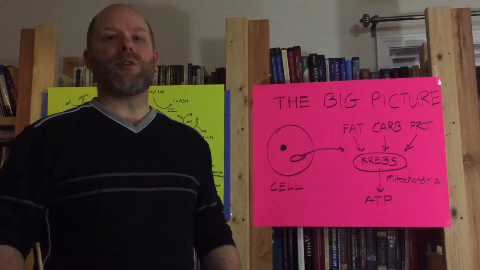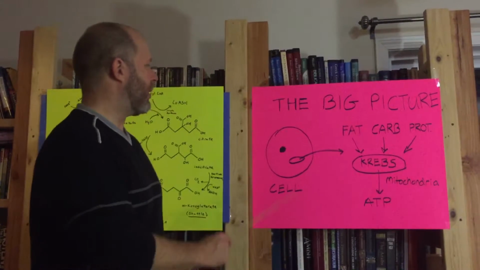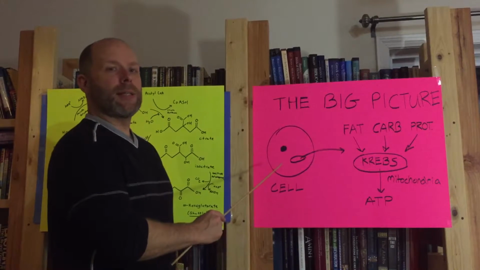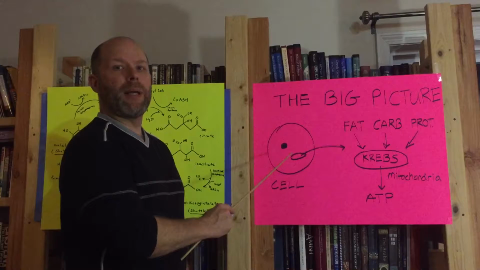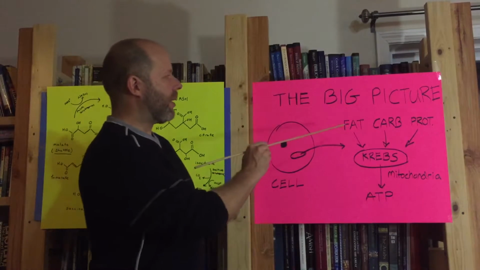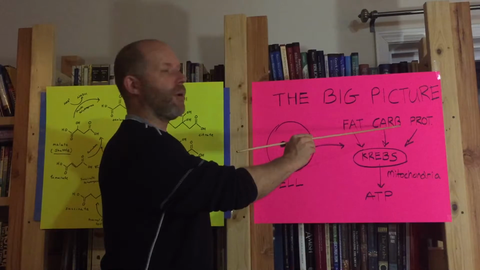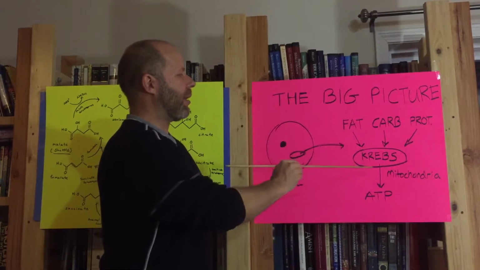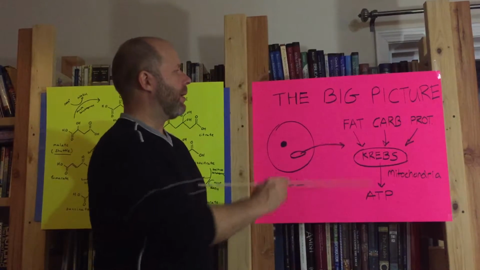I'd like to introduce you to the big picture of the Krebs cycle. The big picture starts with eukaryotic cells. Eukaryotic cells have an enormous need for energy, and they fulfill that need through their mitochondria, which are considered the powerhouse of the cell. The genius of the mitochondria is its ability to use fats, carbohydrates, or proteins in this cycle and generate ATP. How does that occur?